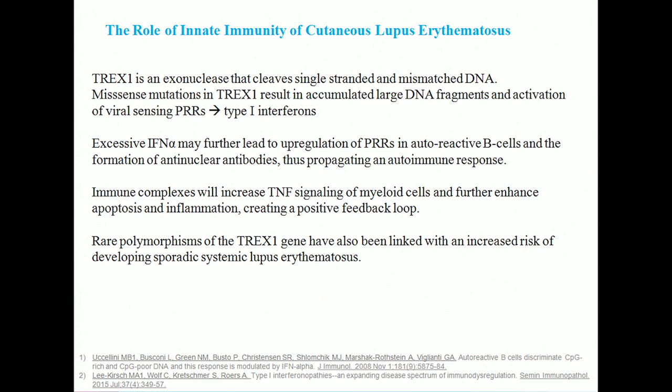Excessive IFN alpha may further lead to upregulation of toll-like receptors in autoreactive B cells and the formation of anti-nuclear antibodies, thus propagating an autoimmune response. Immune complexes will then increase TNF alpha signaling in myeloid cells, which will further enhance apoptosis and inflammation, bringing in more large fragment DNA, thus creating a positive feedback loop. And what's been shown is that there are rare polymorphisms in the TREX1 gene that have been linked with the increased risk of developing sporadic systemic lupus.